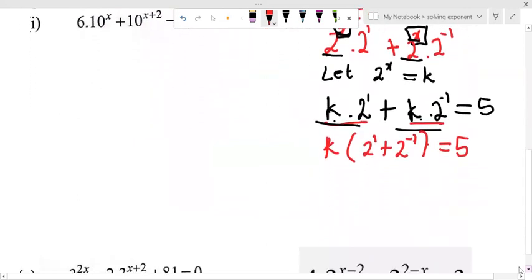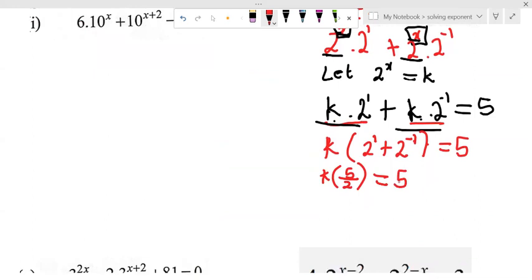So we'll say, okay, we have k multiplied by 5 all over 2, close bracket. This is going to be equal to 5. Now we want to have k on its own. How would you get k? Okay, let's divide by 5 all over 2, and then this side will also divide by.